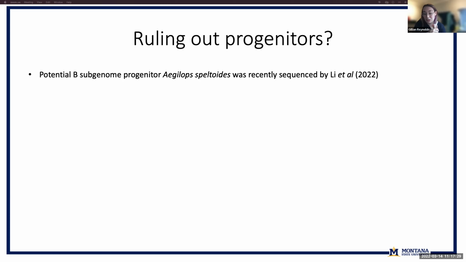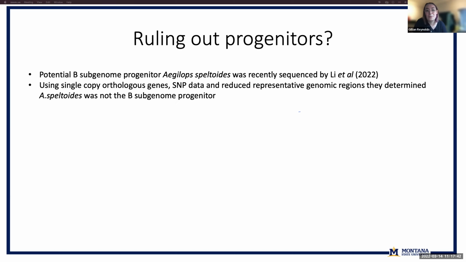And last week I found that the potential B subgenome progenitor, Aegilops speltoides, sorry, I can never say the Latin names, did actually get sequenced and assembled chromosomally. And I was like, oh, well, I wonder if we can put this in Sourmash. They had actually investigated whether or not it was the B genome progenitor. So they used a combination of single copy orthologous genes, SNP data, and reduced representation genomic regions. And they determined that Aegilops speltoides was not the B subgenome progenitor. And I was like, well, I wonder what Sourmash will make of it.